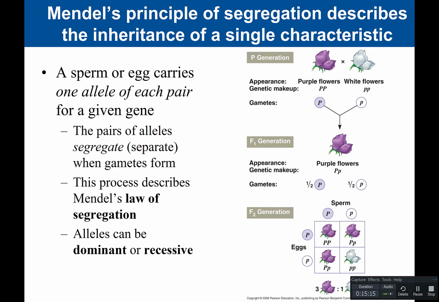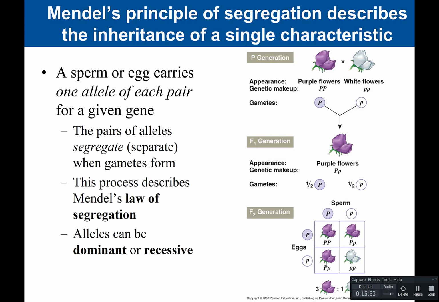Now, a sperm or egg only carries one allele of each pair for a given gene. So again, the sperm is only going to have one allele. It's either going to carry the big P or the little p. And those pairs of alleles segregate or separate when the gametes form. And this process describes what is called Mendel's law of segregation. So he hypothesized that those traits, those alleles, will separate during this process.